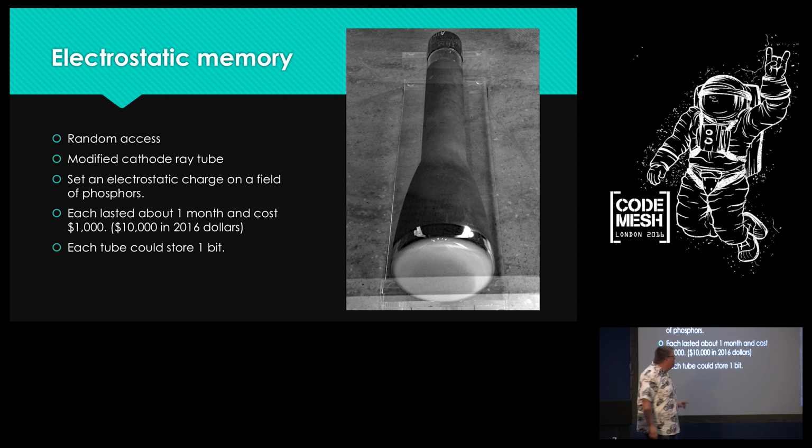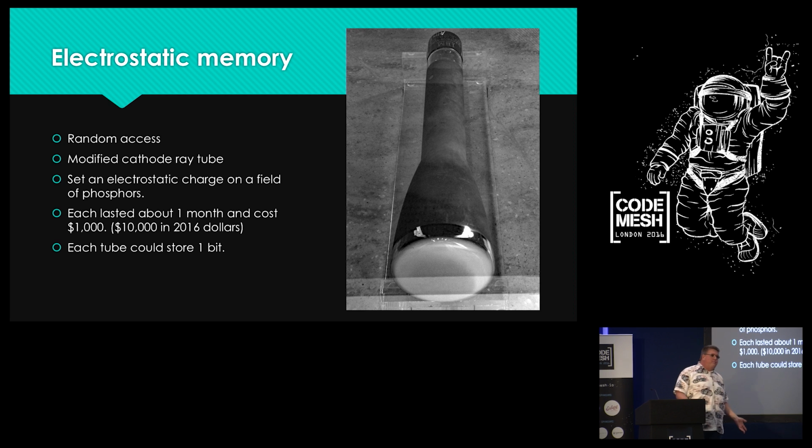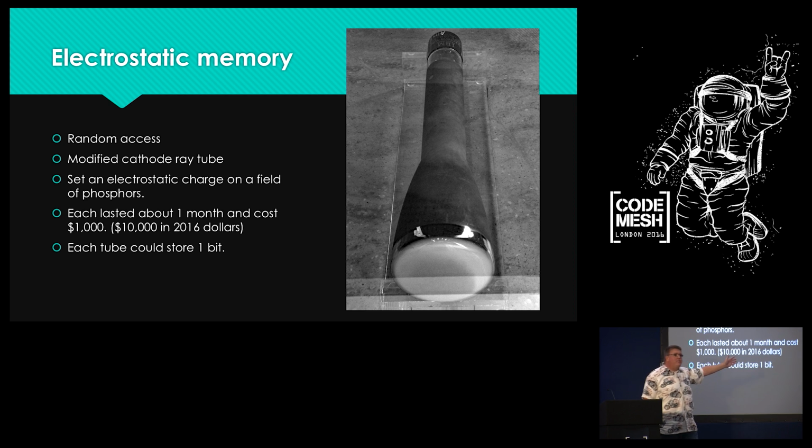So this is not a cheap thing to do, right? Jay Forrester said, we can't afford to buy 4,000 of these things. Even the US government was not going to pay $4 million to go out and buy all these electrostatic vacuum tubes. So he said, there has to be a better way to do this. And it turns out that there is a better way.